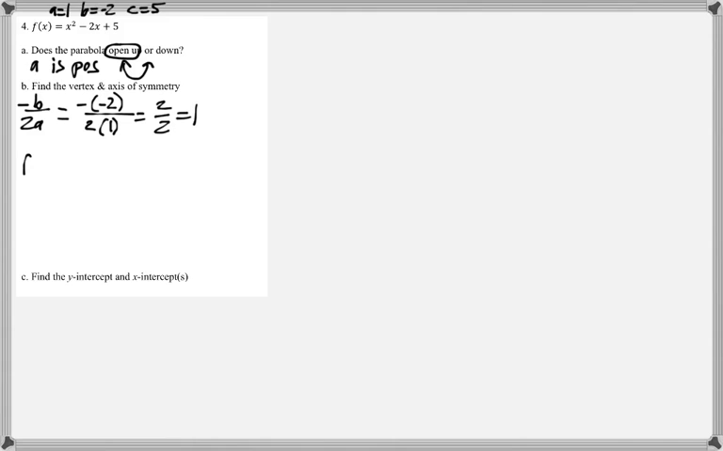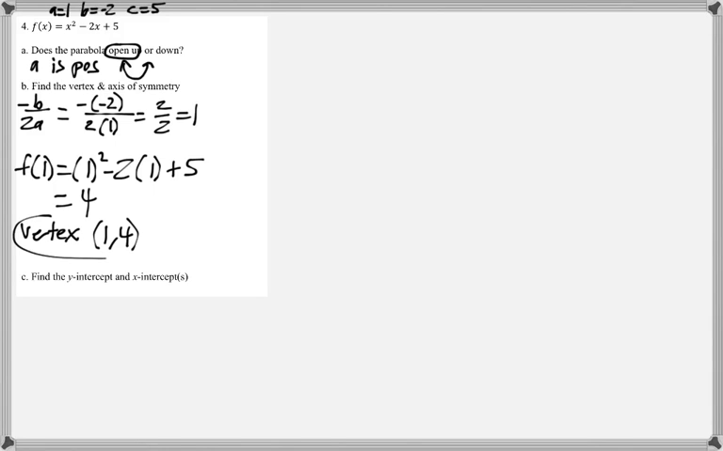To get the y-coordinate, I need to do f of 1, or f of whatever this is. And that means I just need to plug that back into the function. So that's going to be equal to 4. So my vertex is 1, 4. And my axis of symmetry, I just take the x-coordinate, and it's x is equal to 1. Now this is going to be a vertical line, x is equal to 1.